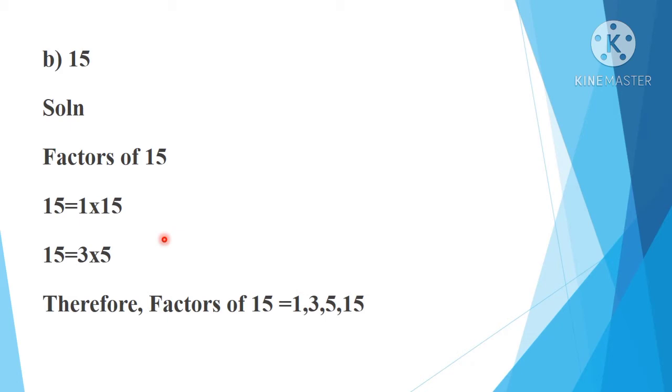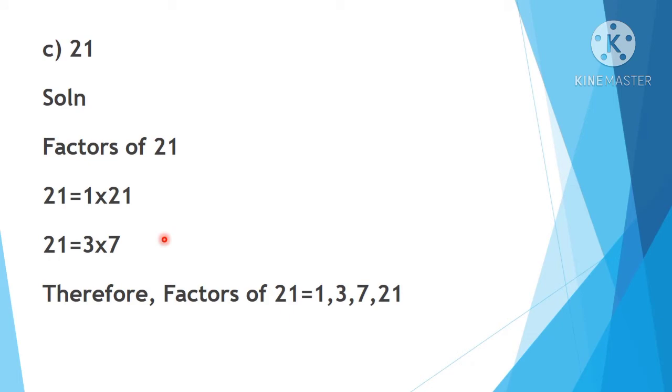For other numbers, that means composite numbers, will have more than two factors. So first you want to learn which are the prime numbers. It is easy. When you see the prime numbers, you can easily write the factors, right? 1 and the number itself. So now let's see the next problem.